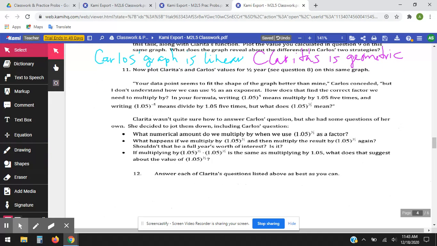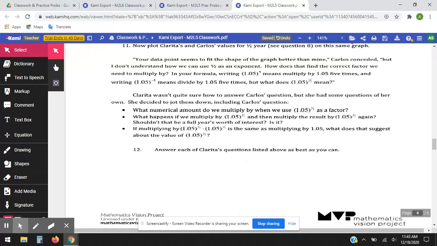All right, so your data points seem to fit the shape of the graph better than mine, Carlos conceded. But I don't understand how we can use a half as an exponent. How does that find the correct factor we need to multiply by? In your formula, writing 1.05 to the fifth means multiply by 1.05 five times, and writing 1.05 to the negative 5 means dividing by 1.05 five times. But what does 1.05 to the half mean?